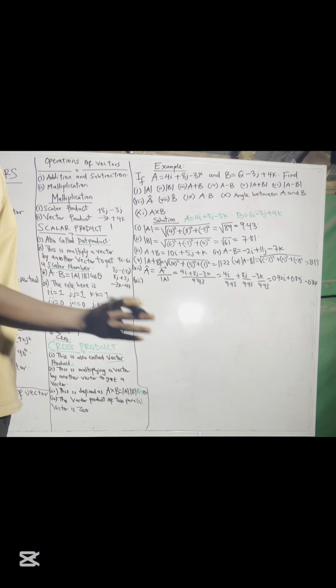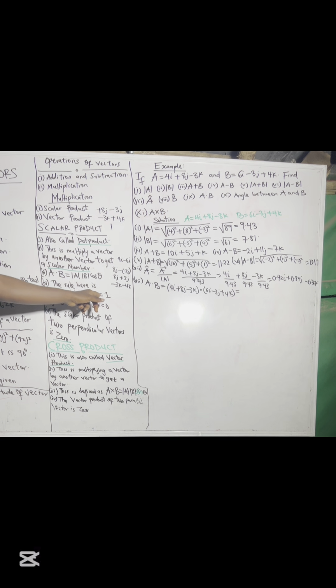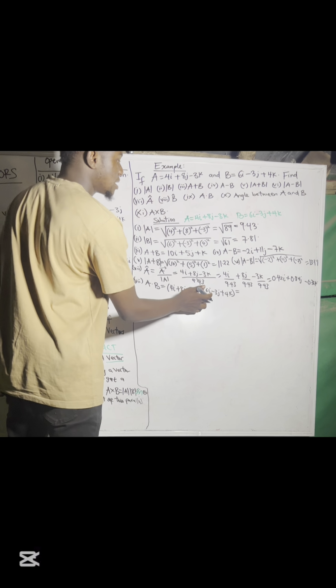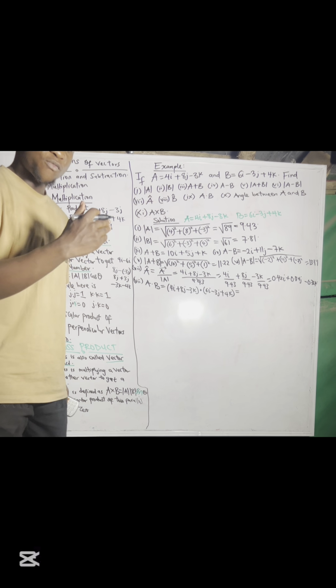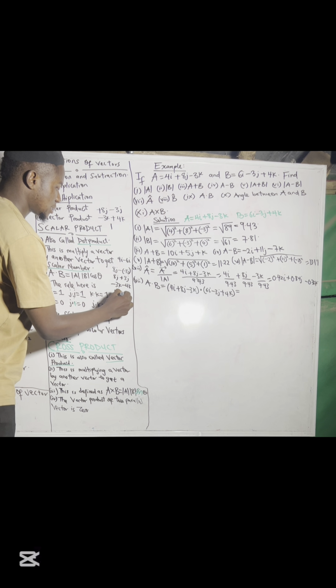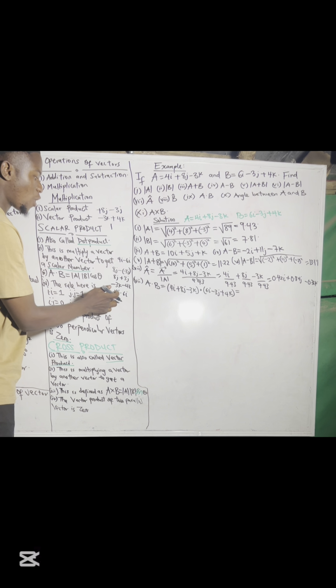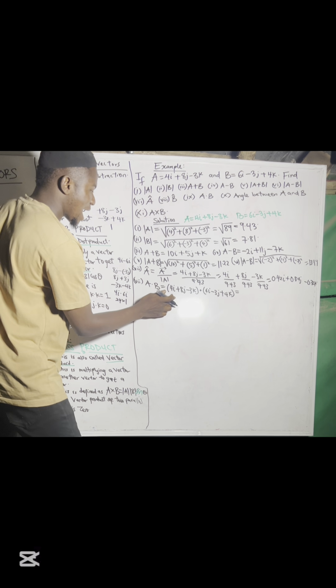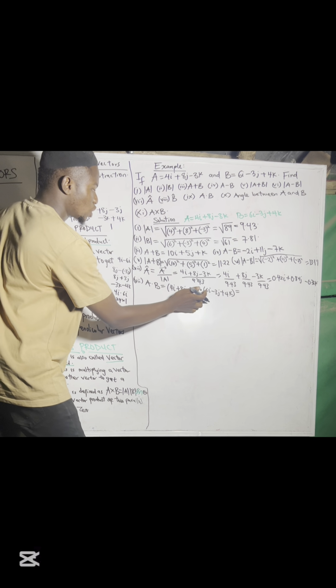Just remember something, that i dot i is 1, j dot j is 1, k dot k is 1. So this simply means you are going to be doing 4i dot 6i. Guys, if I'm doing 4i dot 6i, that simply means I'm doing 4 times 6, that is 24. i dot i, that is what? 1. So 4i dot 6i is equal to what? 24. Because 24 times 1 is what? 24.